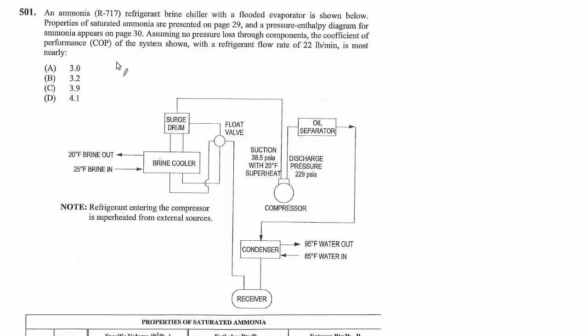Now COP we think of as Q in over W in, or another way to say the same thing is Q dot of the evaporator divided by W dot of the compressor, right? Because the evaporator is where heat is added to the refrigerant and the compressor is where work is done on the refrigerant. And another thing we can do to be a little more specific, we have a P-h diagram below which we're going to refer to as we solve through this problem.